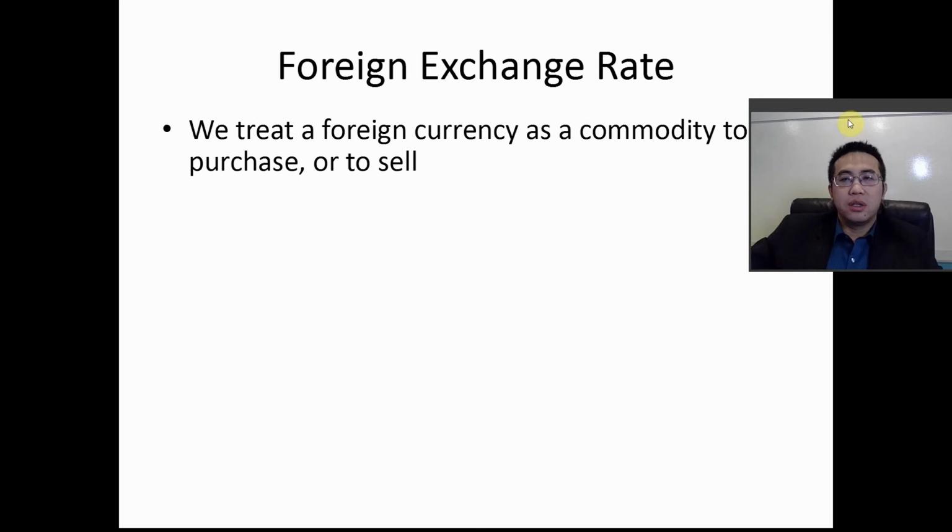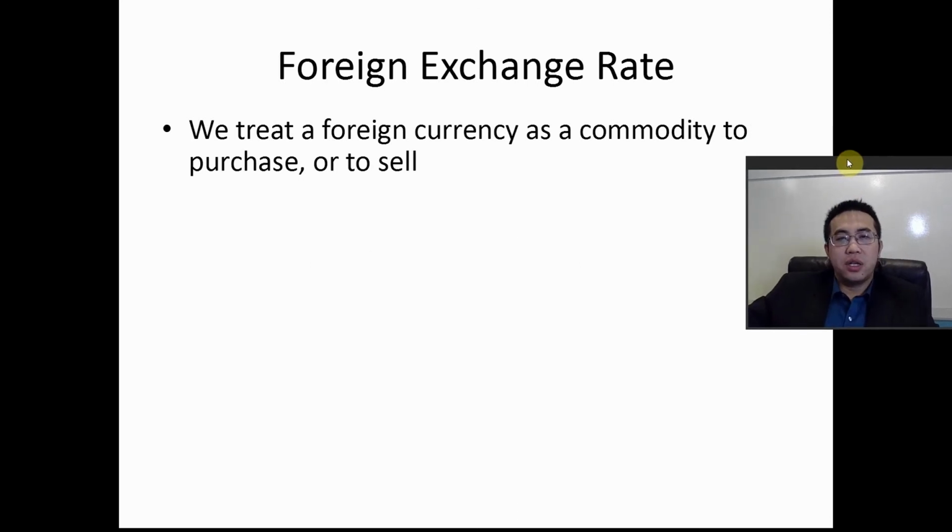Okay, so we need to treat the foreign currencies as a commodity to purchase or to sell. All right. So if you have euros in your hands, you want to convert it back to US dollars. That's considered selling the euros. So there has to be a price for everything. Euros, the price would be called the exchange rate of euros.